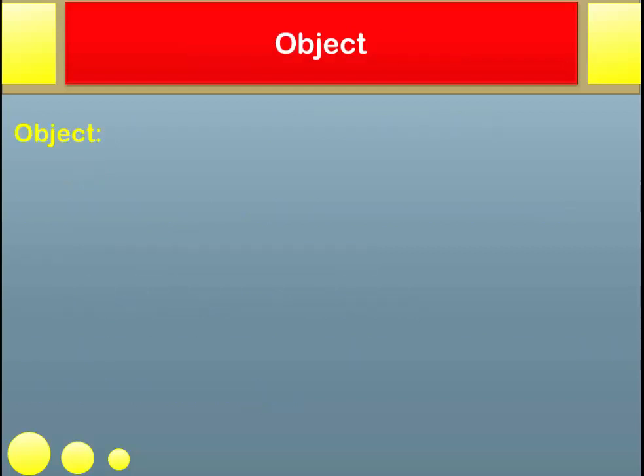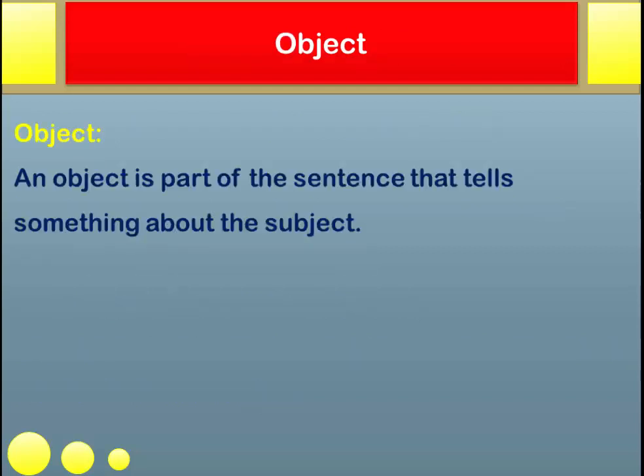Now next, objects. So what is an object? An object is the part of the sentence that tells something about the subject. So the part of the sentence that tells about the subject is called object. So we'll take the same example. Sunita is singing a song. So Sunita is the subject. This rest part of the sentence is telling about Sunita. So that is the object.